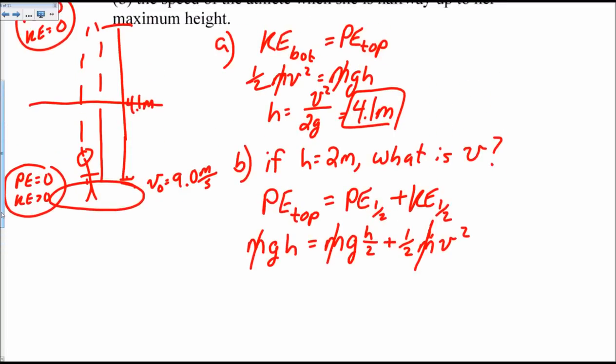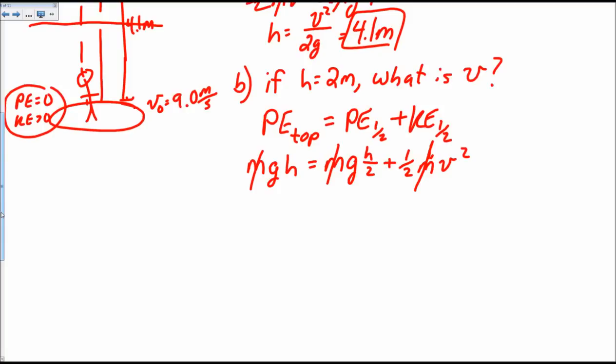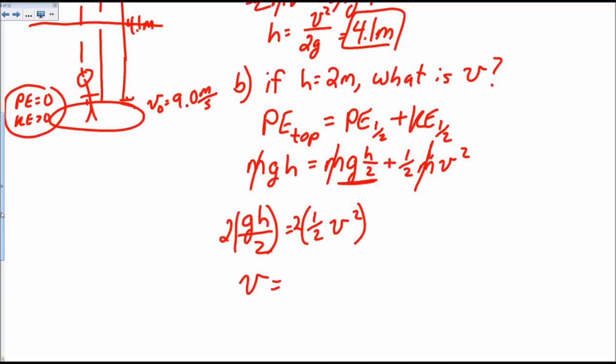And I'm looking for the speed. So I'm going to take this term over to the left-hand side, and that'll give me gh over 2 equals 1/2 v squared. I'll double both sides and take the square root. So v is equal to the root of gh.